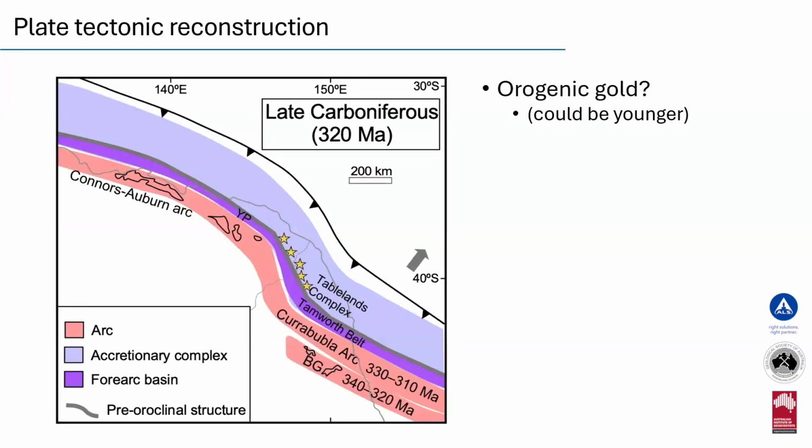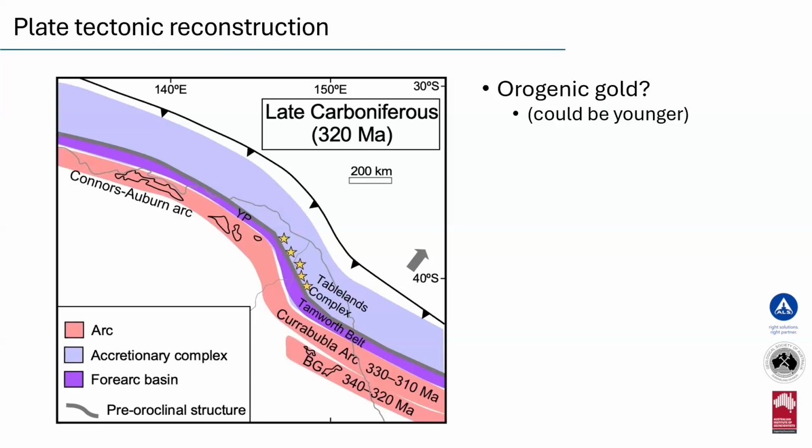Moving to the Carboniferous, we can see here the pre-oroclinal shape of the plate boundary. Again, big assumptions. We don't know that for sure, but we know that the oroclines did not yet form. And really, I put those orogenic golds here. They have a huge error bar. I don't know their timing. They occur in the accretionary complex, in the Carboniferous accretionary complex. So they might as well stay here, but they could be younger.